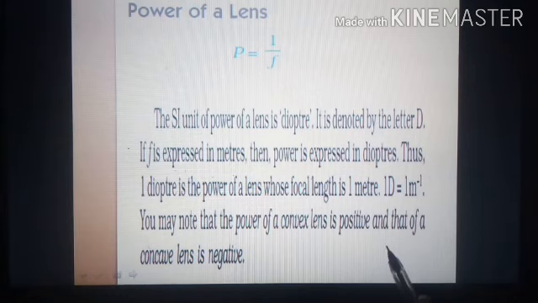We will discuss these things in the next chapter: what the uses of the lenses are, and what is actually taken into consideration in the human eye. We will discuss it later.